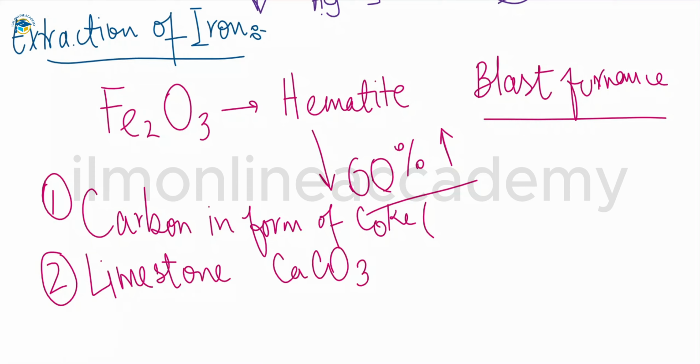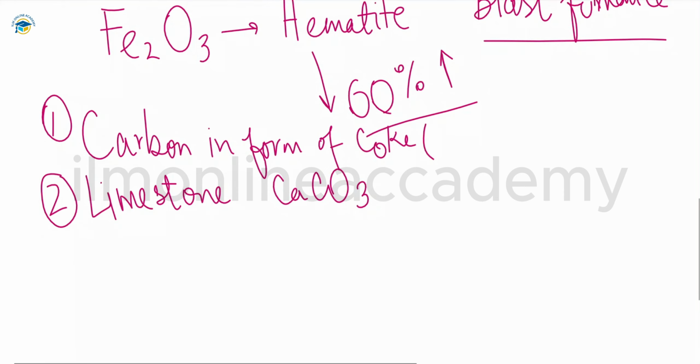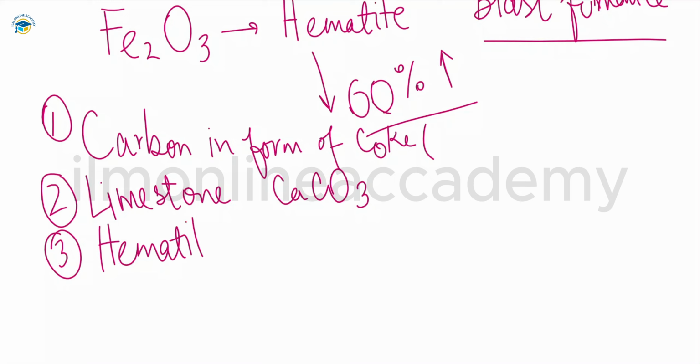So we use these following things: first, carbon in the form of coke; second, limestone; and third, we require the hematite ore. Hematite is the ore of iron, that is Fe2O3.